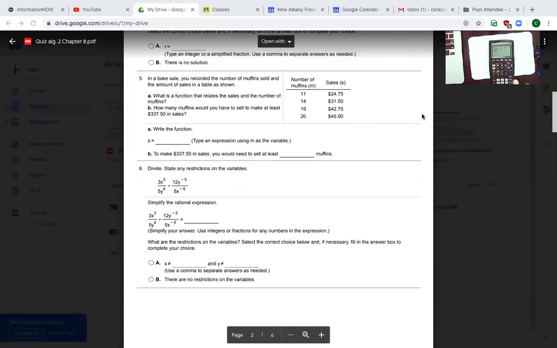Let's try that again. 31.5 divided by 14 equals 2.25, and 45 over 20 is going to equal 2.25, and they all do. So we know k is 2.25.